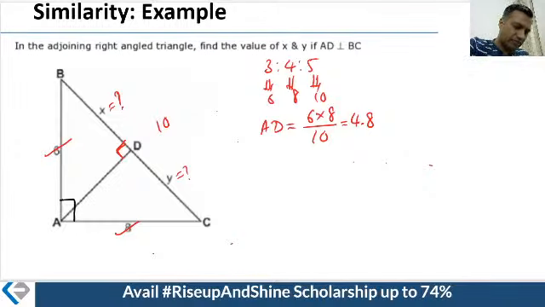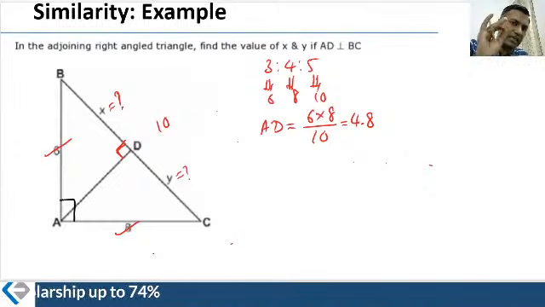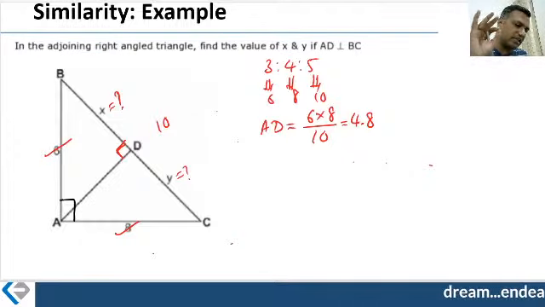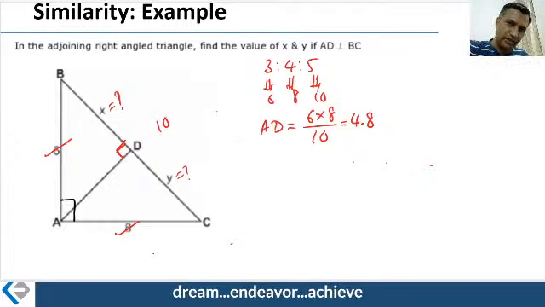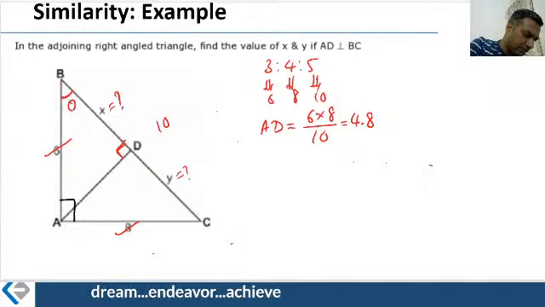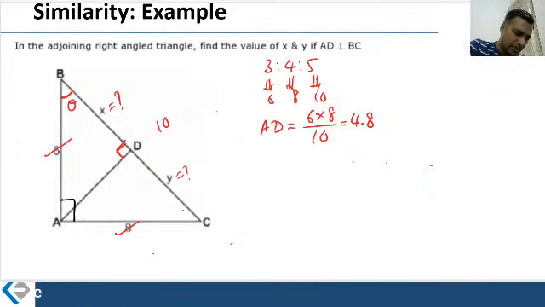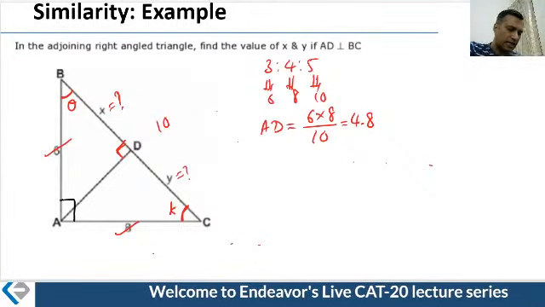Now think about this, my friends. There are three similar triangles here. Oh, is it really three similar triangles? Yes. Now think about this. So let me take this particular angle as theta, and let me take this particular angle as k. Now look at the triangle ABC.